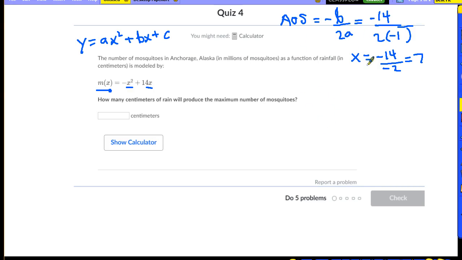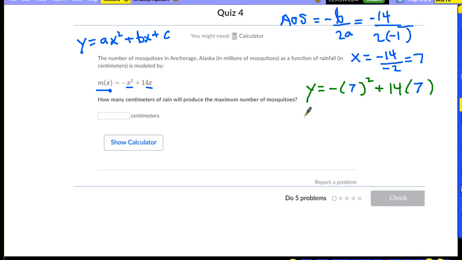So back to this, we're going to take the x and plug it in here. I'm going to do it with a different color so that it kind of stands out. So we'll say y, or the number of mosquitoes, is going to be equal to negative x squared plus 14 times x, and we know that our x is 7. I'm going to go back to blue because I'd like it to be obvious. Where did that 7 come from? It came from right here.